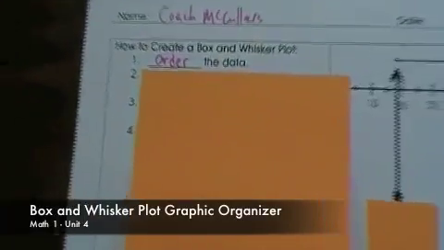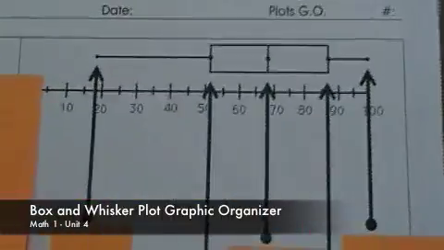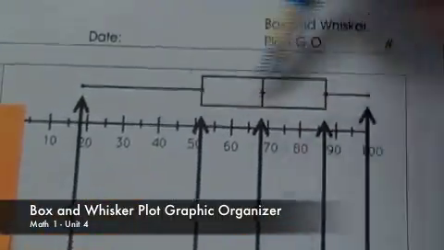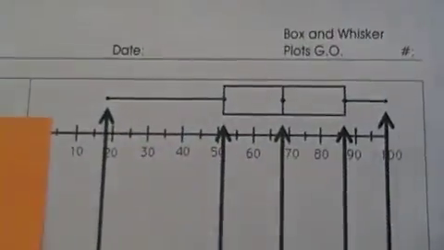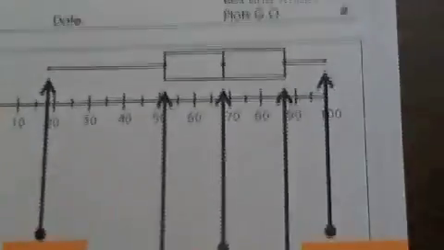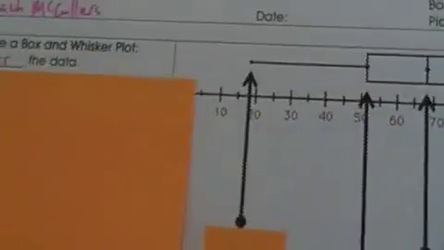Let's start with the steps of how to create a box and whisker plot. Looking over here on the graphic organizer, this is what a box and whisker plot will look like. It's going to be information with a box, and it's got two little strings coming off the side that look like whiskers, the whiskers of a cat.